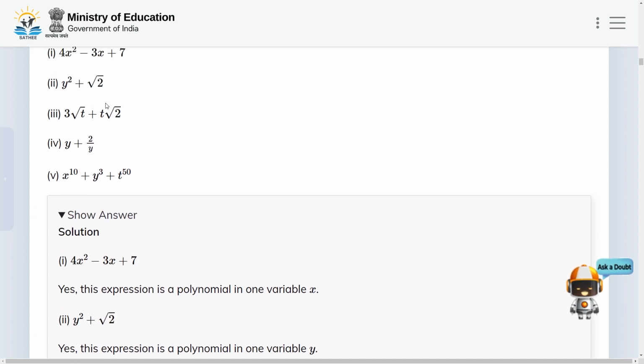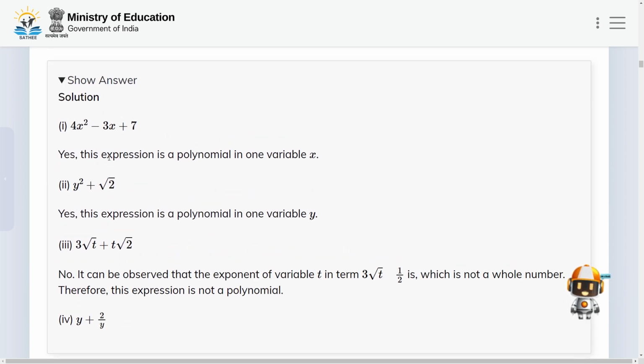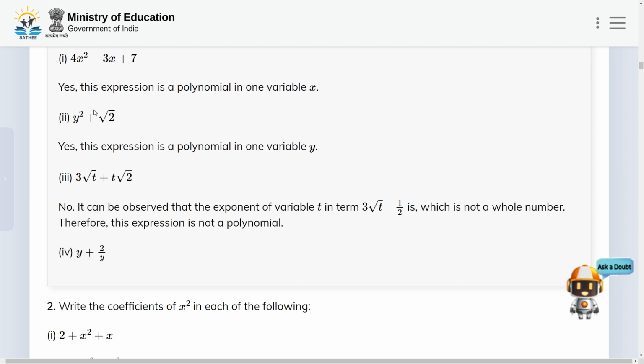In the second one, we have y square plus root 2. Is this expression a polynomial? Basically, this expression y square plus root 2 is a polynomial since the variable y has a whole number power, that is 2. So yes, this expression y square plus root 2 is a polynomial in one variable y. Now let us see the third one.